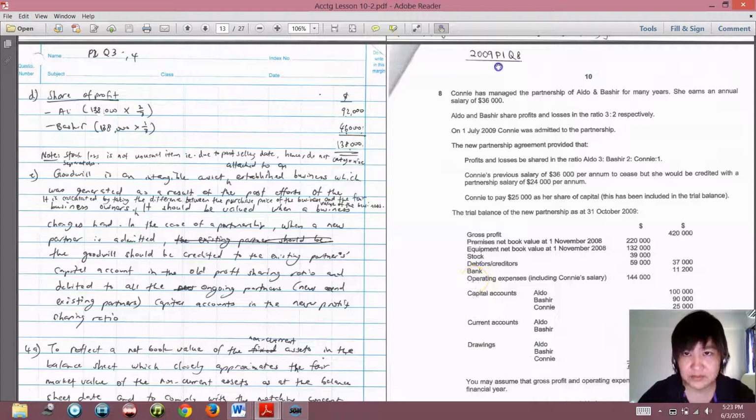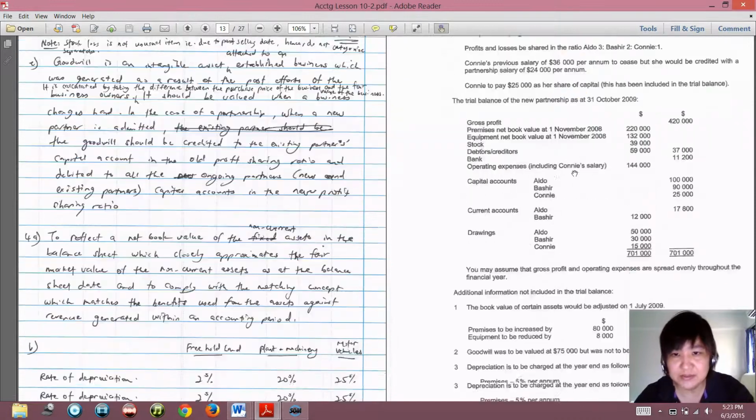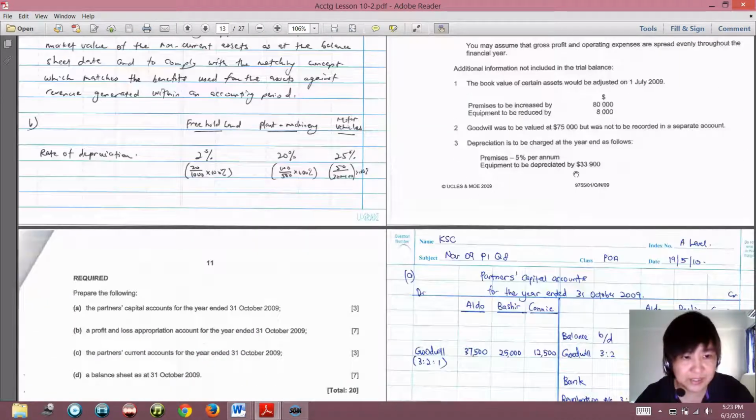So this is 2009 paper 1 question 8. Okay, so this one, Connie has managed the partnership of Aldo and Bashir for many years. She earns an annual salary of 36,000. Okay, what does this question really ask?